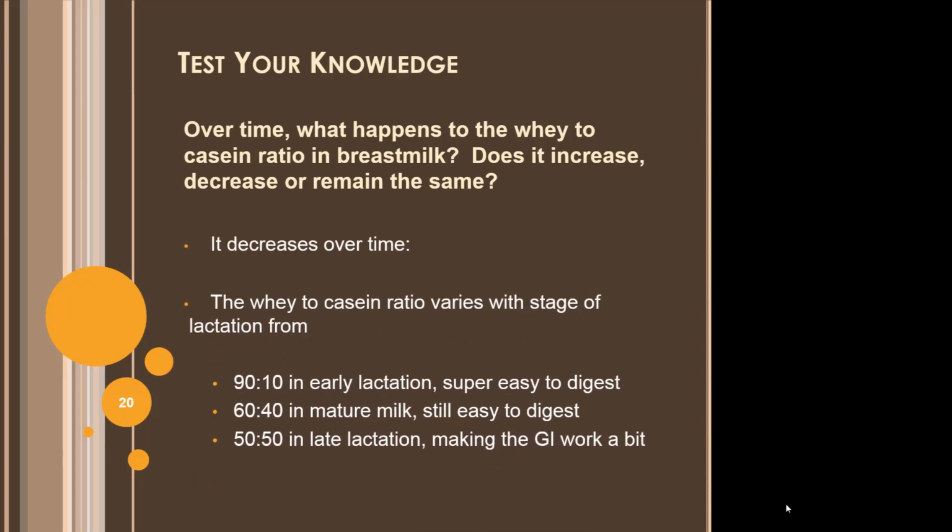It decreases over time. The whey to casein ratio varies with stage of lactation from 90 to 10 in early lactation, which is super easy to digest, 60 to 40 in mature milk, which is still easy to digest, and 50 to 50 in late lactation, making the GI work a little bit.